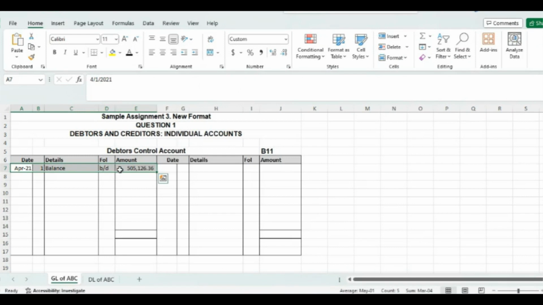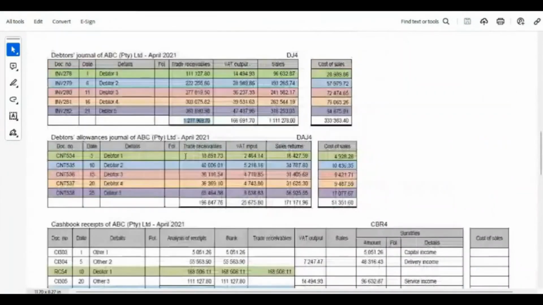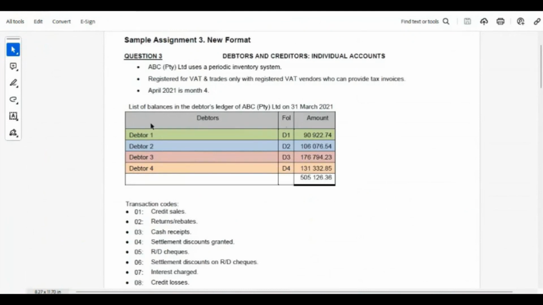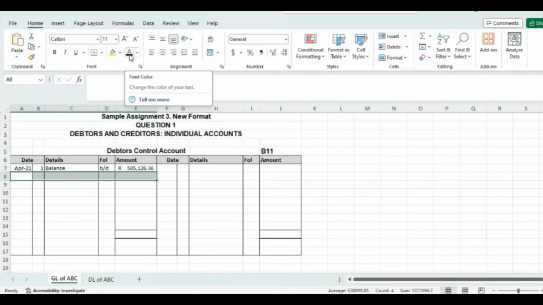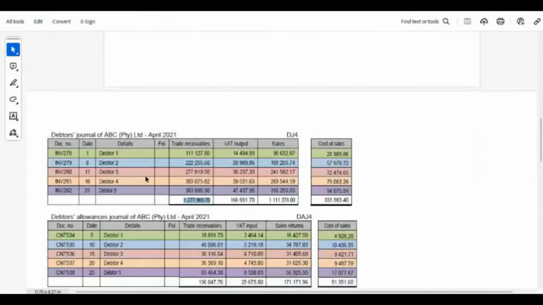So that balance that is brought down from the previous month is 505,000. And where did I get that? Well, I get that amount here on the debtors list of the previous month, that it was given 505,126.36. Good. Then what will happen during the month is there will be a number of sales that I will make, and these sales will add up to 1277. And of course, I find that in my debtors journal under trade receivables.